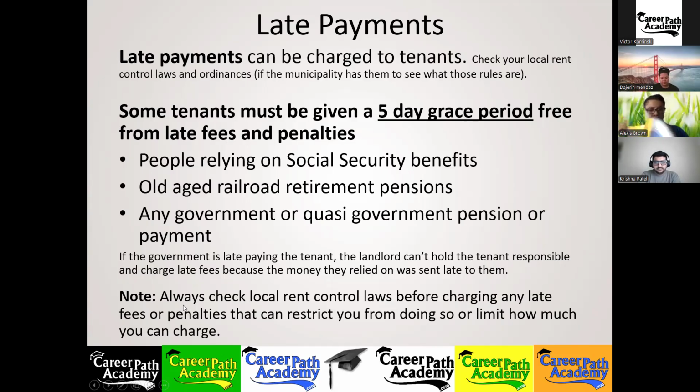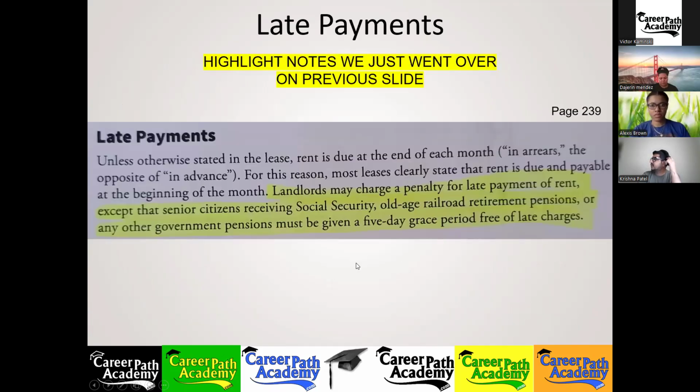So always check local rent control laws before charging any late fees or penalties that could restrict you from doing so or limit how much you can charge. So let's highlight that. Landlords may charge a late penalty for late payment of rent, except to these people.